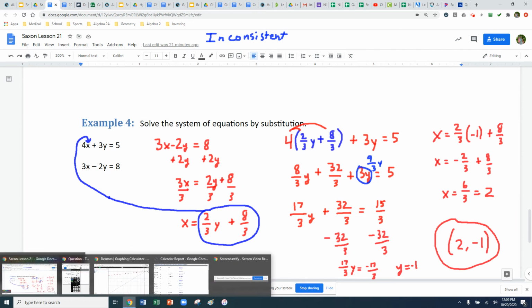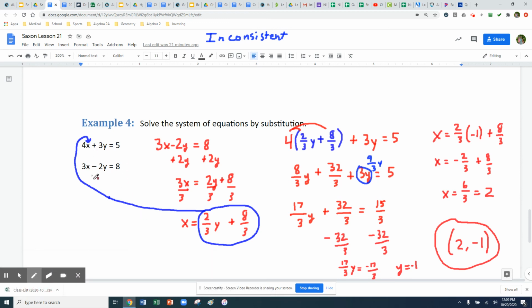In lesson 24, we're going to learn about our last method, which is called elimination. And this one would be a good candidate for elimination because none of our variables are alone, which makes it a little harder because you start getting fractions and things. So this last one would be a good candidate for elimination. That's something we'll be practicing when we get to lesson 24.